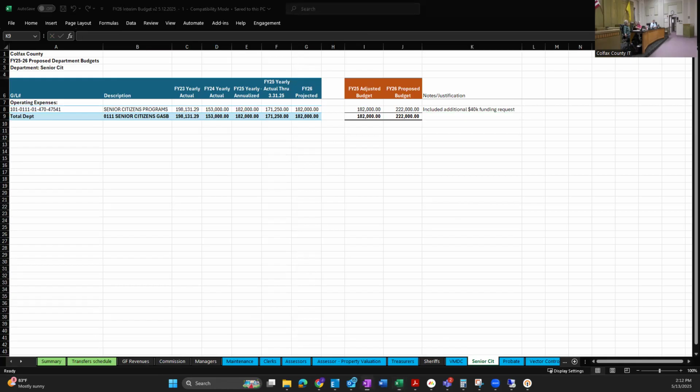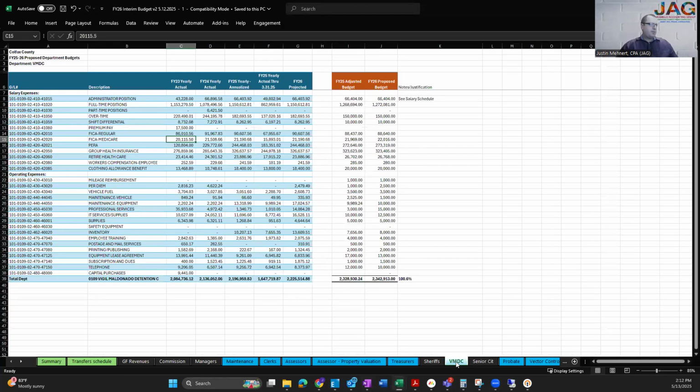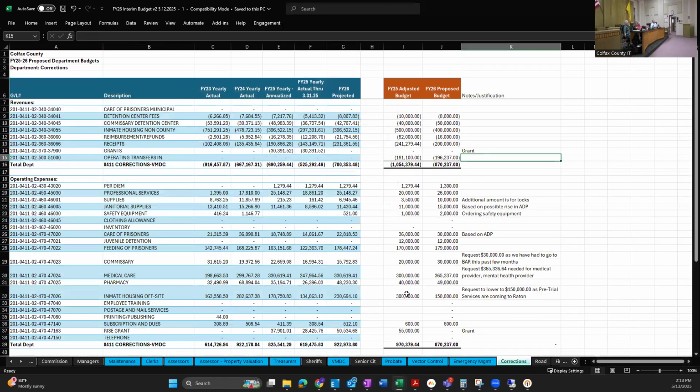My next question is going to be to the jail or VMDC. There's two different tabs, so I'll start with the VMDC tab. That's the general fund portion, and then there's the corrections tab as well. Let me ask the warden on the revenue side, where do you pay MRS out of? The 411 corrections fund. That'll be this tab.